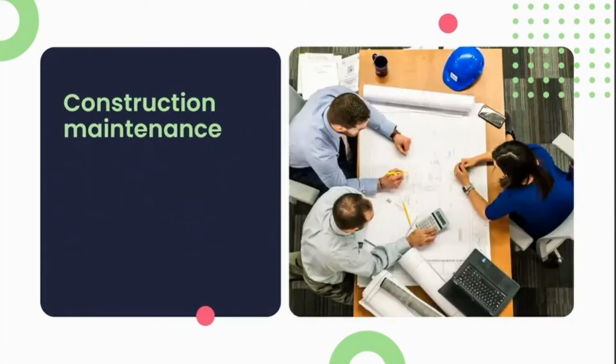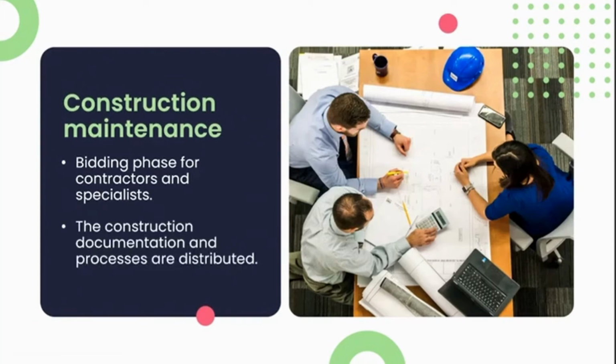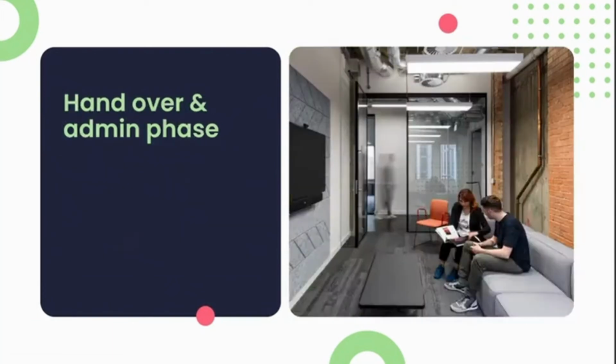Next, we look at our construction maintenance phase. This is the point where we start the bidding phase for contractors and specialists. You will send your drawings out and they will come back with all of their quotes and pricing. The construction documentation processes are assessed and then distributed to the relevant teams that are working on your project. This is also part of the project where we get onto site and start coordinating the project with our contracting teams.